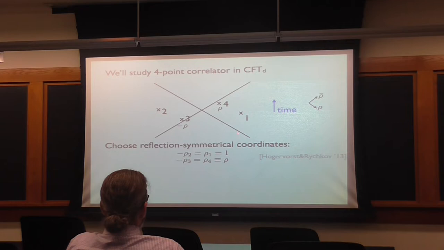It's going to be convenient to choose these kind of symmetric coordinates. Here you should think of these two coordinates as like home coordinates. So these wedges here are like Rindler wedges. Is this a light cone you're drawing? Yes, so these are like wedges, and 1, 2, 3, 4 are in space-like regions. The whole kinematics is parameterized by the variables rho and rho bar.